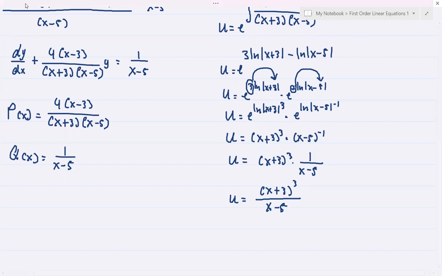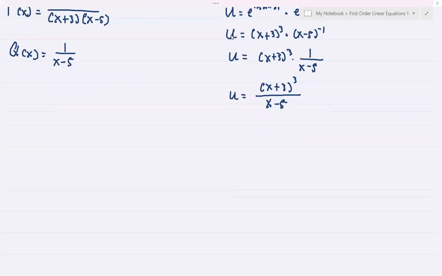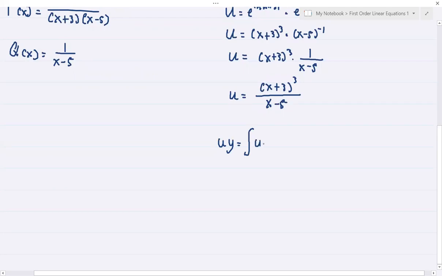Now, since we have your integrating factor, we will find your general solution. This would be u times y is equal to the integral of u times q of x, then dx. So remember that your u is x plus 3 cube all over x minus 5. Times y is equal to the same thing here as usual, x plus 3 cube all over x minus 5.